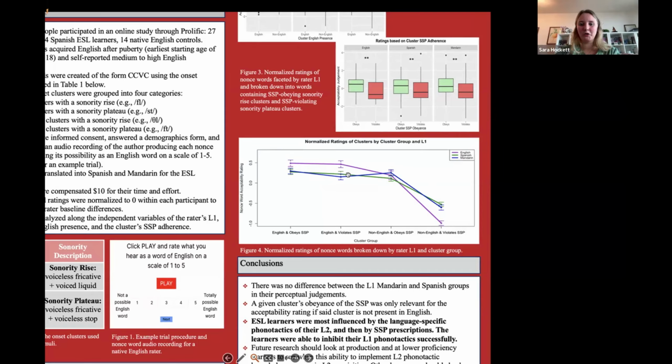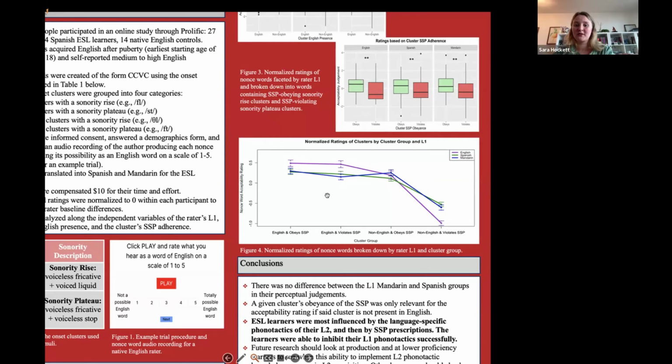We see here that these first three are pretty much the same. They're all really high. They all got really good rankings of this could be an English word, even the non-English clusters that have that sonority rise, so thla or stra. This is where it gets really interesting. Everyone hated the non-English clusters that have that sonority plateau. So everyone hated words that started with fda for English. They all thought this is not a possible English word at all.